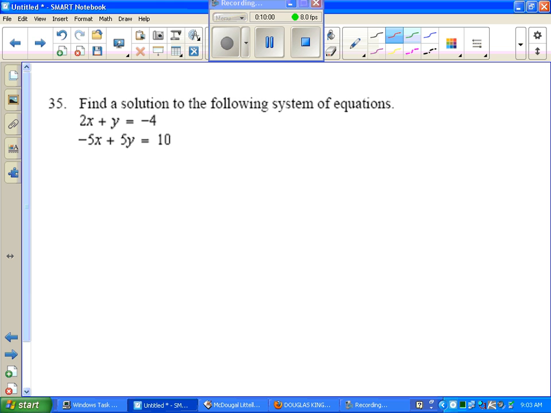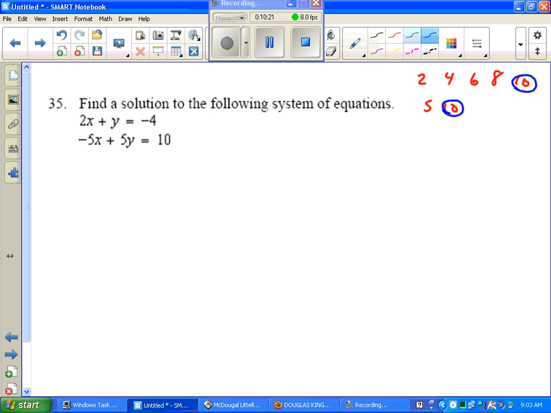If we go with our least common multiples, since we have a negative 5x and a positive 2x, the smallest number that both 2 and 5 go into, their least common multiple, if you look at them, 2, 4, 6, 8, 10, and 5, 10. The least common multiple would be the number 10. So we want both of them to become the number 10.